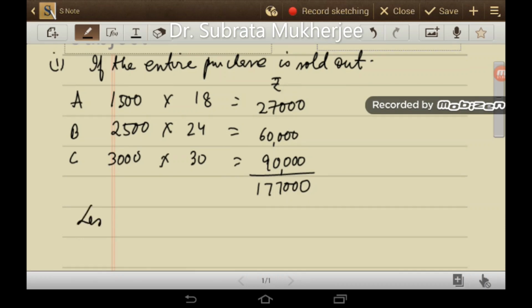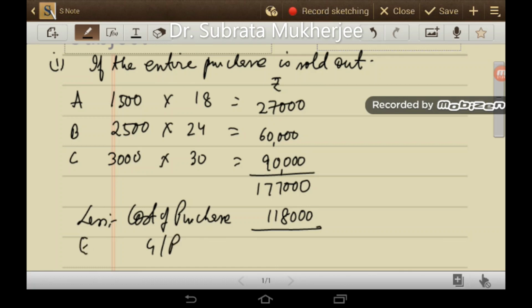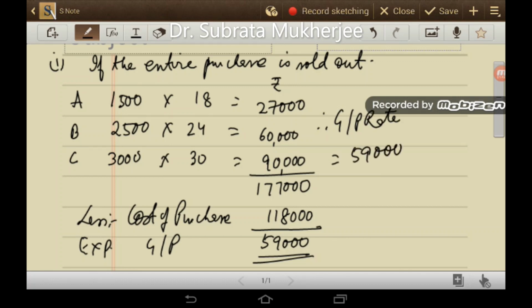And what is the total cost of purchase? Cost of purchase is given as 1,18,000. So this is our expected GP, 59,000. Therefore, your GP rate will be 59,000 divided by 1,77,000 into 100. So this gives you 33 1/3% or 1/3.